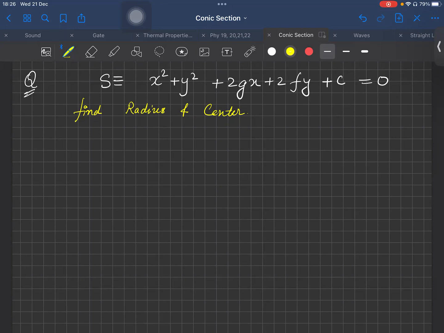Anyone? Do it fast. It's the same method. You just make this a perfect square. This together, this together. Make it a perfect square.